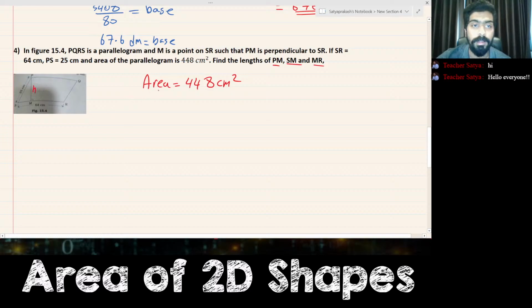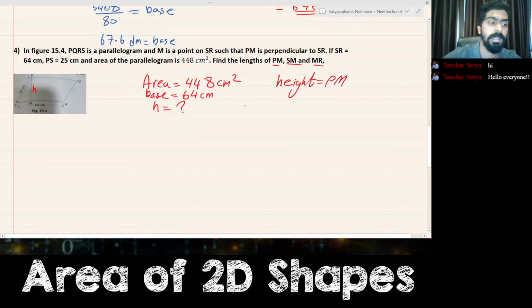So take a look at this. We know that the base is 64 centimeter, and we have to find the height. Let's go ahead and find the height, which is PM. So the height is equal to PM, right, guys?